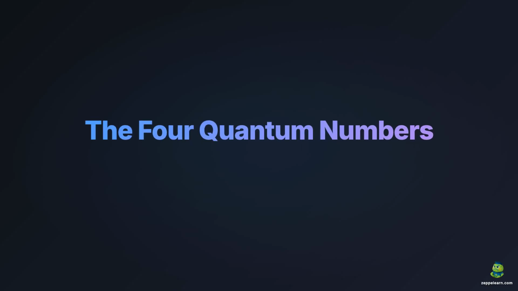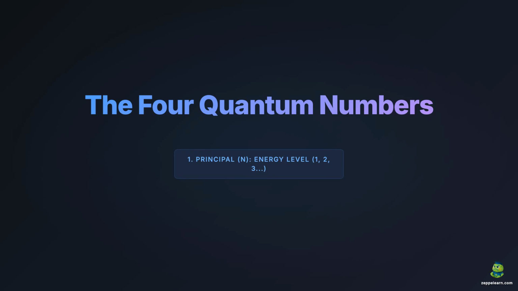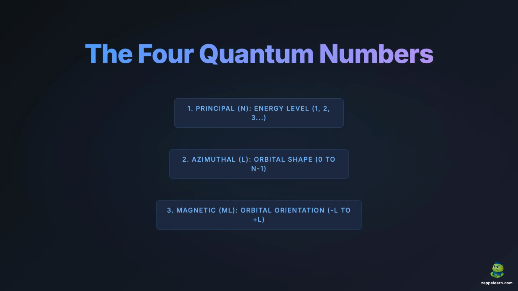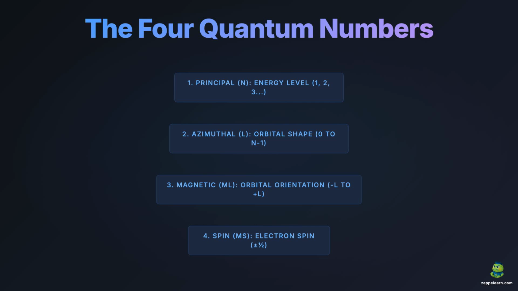Modern quantum mechanics describes electrons using 4 quantum numbers that specify their exact state in an atom. The principal quantum number n indicates the main energy level or shell, with values 1, 2, 3, and so on. The azimuthal quantum number l describes the orbital shape and ranges from 0 to n-1. The magnetic quantum number m sub l specifies orbital orientation and ranges from -l to +l. The spin quantum number m sub s describes electron spin, either +1/2 or -1/2.